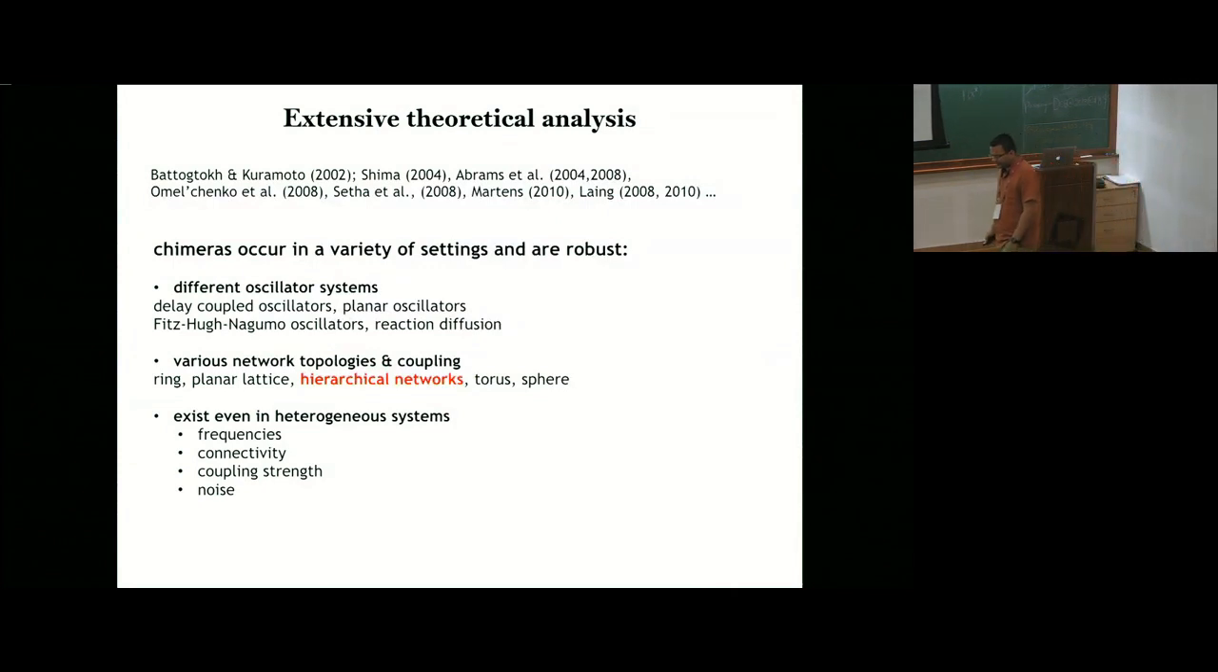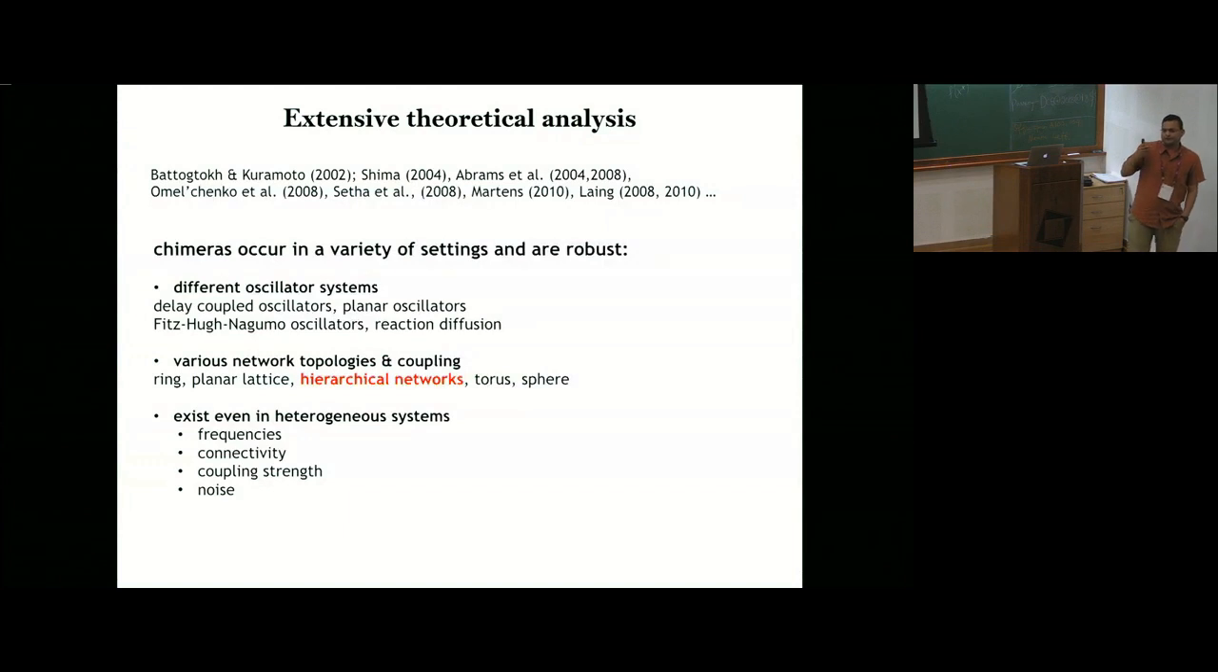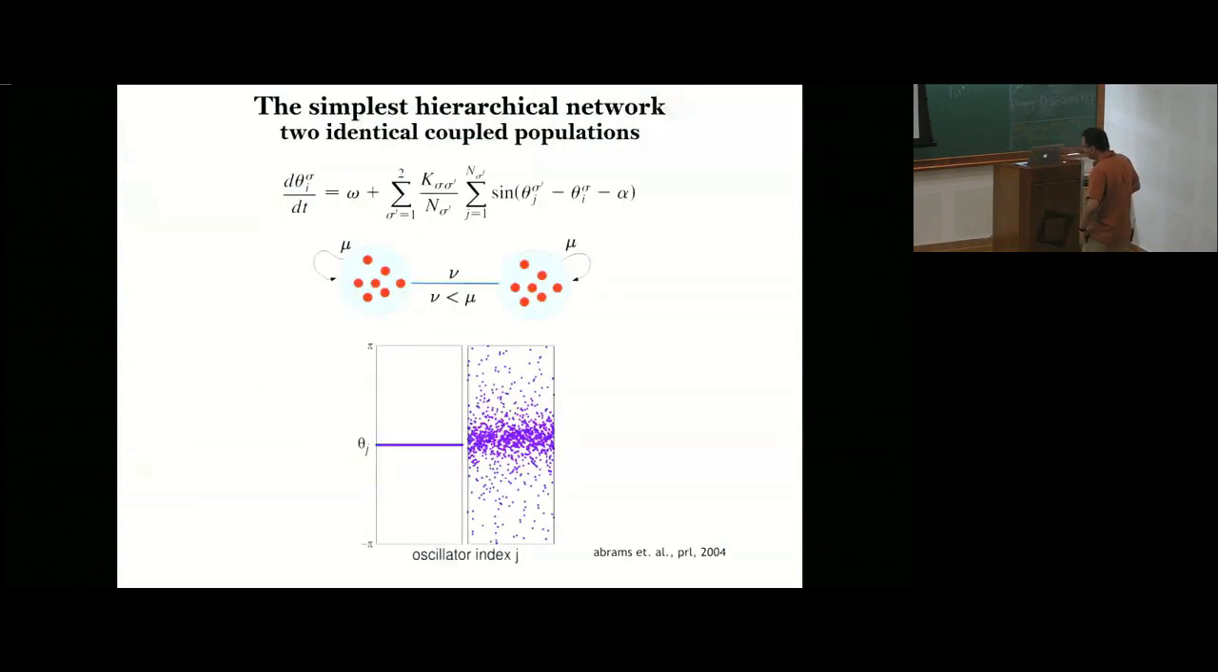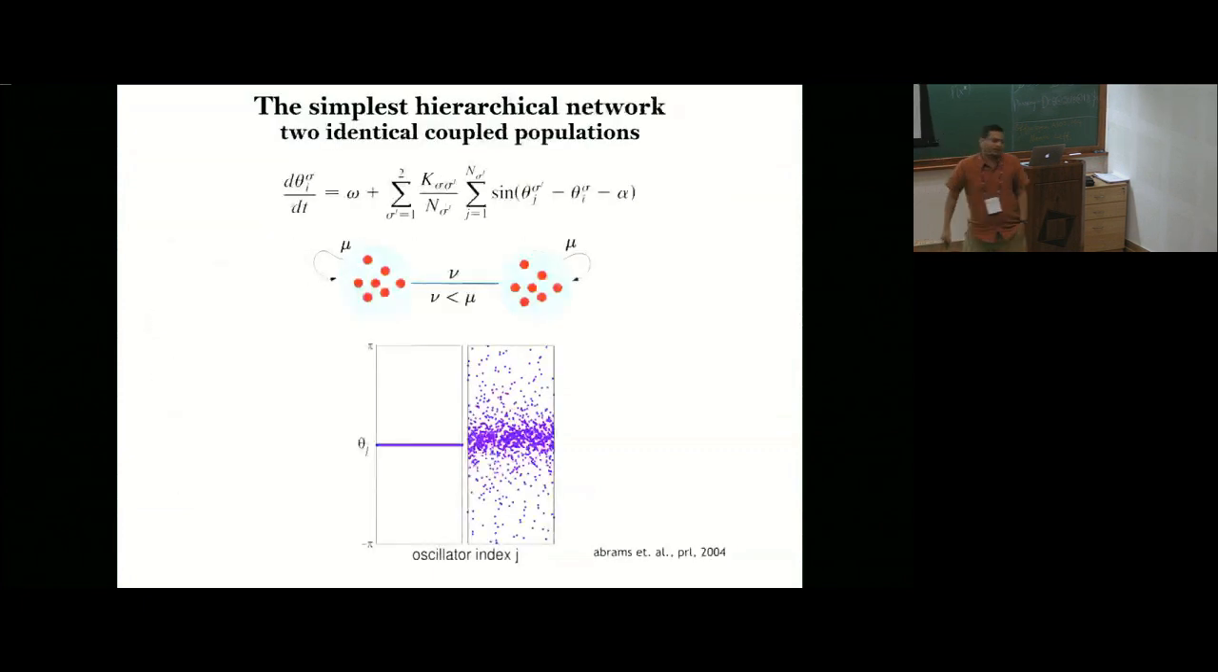Okay, and back when we got interested in this, this was really the state of the field at the time. And what bothered me as an experimentalist was the lack of an experiment in which these were seen. And so in order to build an experiment, I'll describe to you a simple hierarchical network in which these chimera states are found, which will lead us on to the experiment itself.